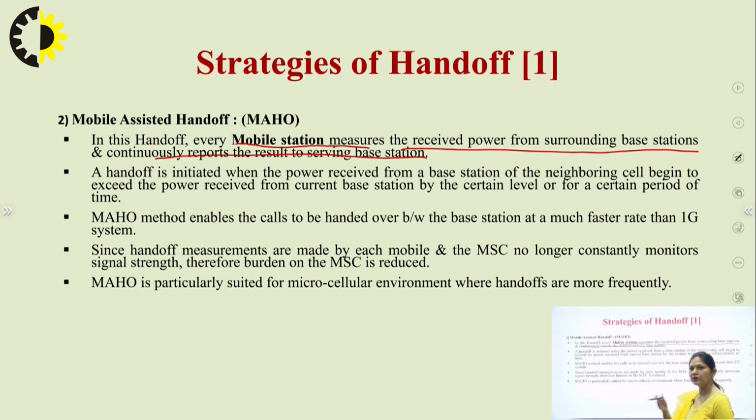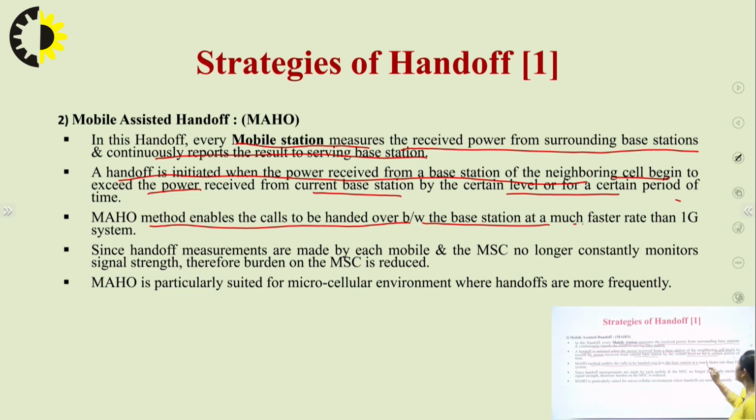The mobile station continuously monitors and sends the signal to the base station, and handoff is initiated when the power received from the base station of the neighboring cell begins to exceed the power received from the current base station by a certain level for a certain period of time. So obviously, when the signal goes below a particular level, it should inform the MSC or the base station that the signal level has gone down. MHO enables calls to be handed over between base stations at a much faster rate than the 1G system, which was based on network assisted handoff.